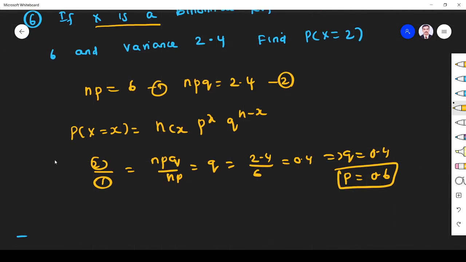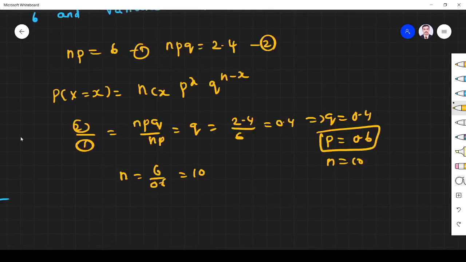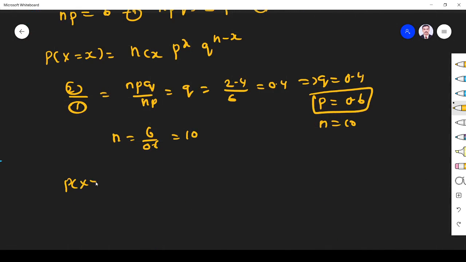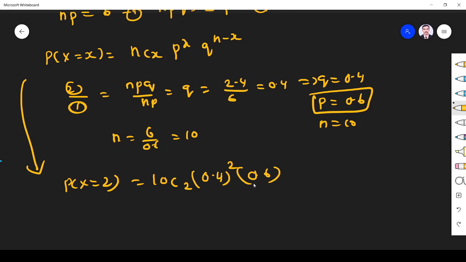So now we got p and q. Now I get the n value. np is 6, p is 0.6, so n is equal to 6 by 0.6, that is equal to 10. So I got n, p and q. What I have to find is p of x equal to 2. In this equation, substitute here. So n is 10: 10C2, p is 0.6 power 2, q is 0.4 power 2. So that's what we have to find.